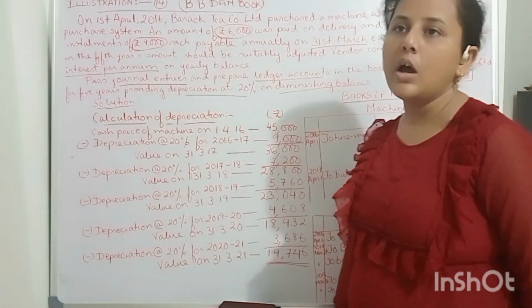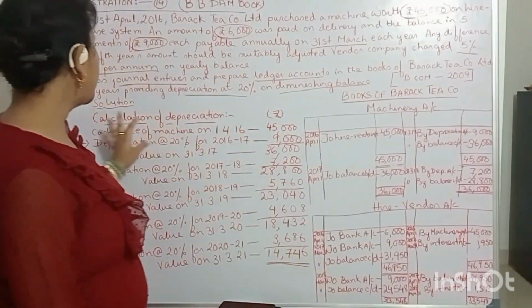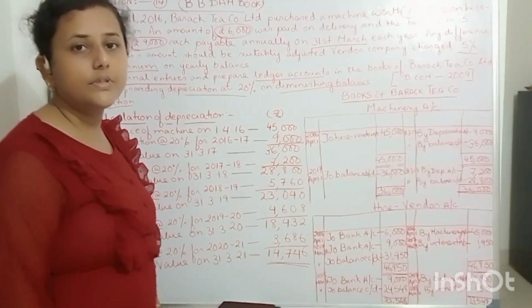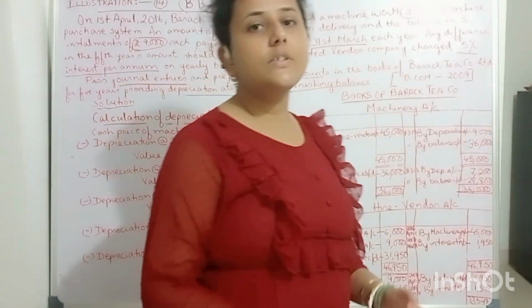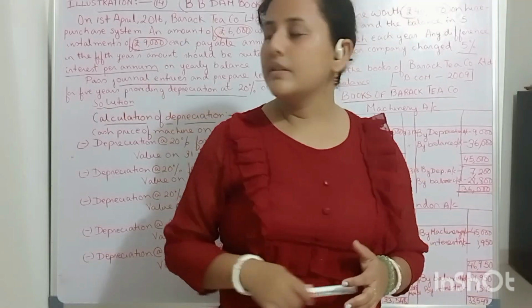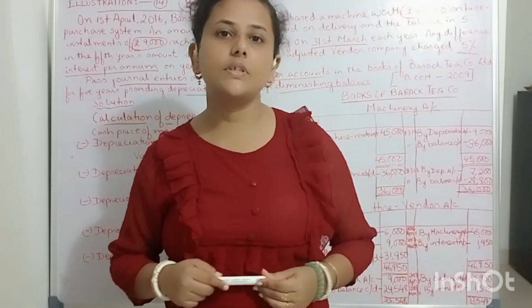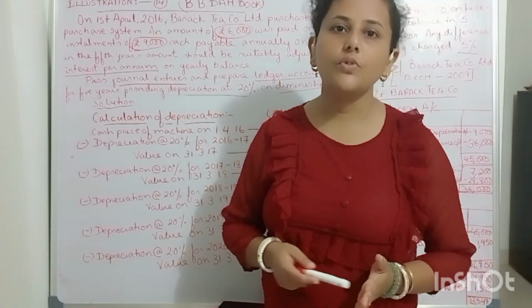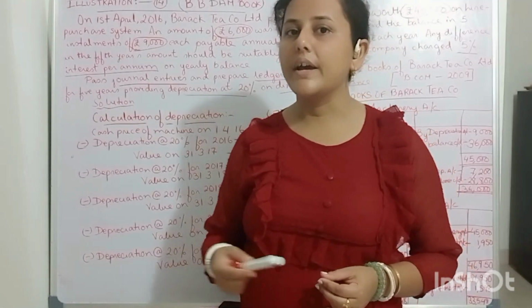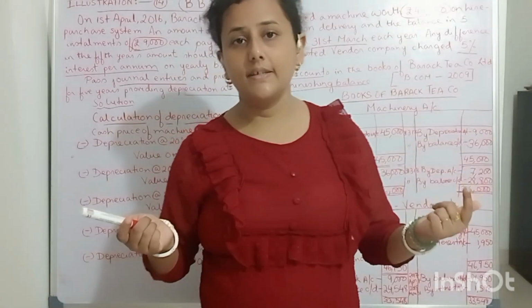Now you see, journal entries. Here in the question it has been asked to pass the journal entries. Now journal entries is for the first year. What will be the journal entry? Since there is a purchase of asset, in the books of hire purchaser, machinery account will be debited to hire vendor account with the amount of cash price of the asset.